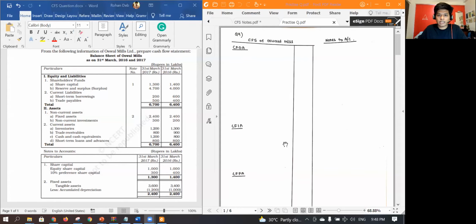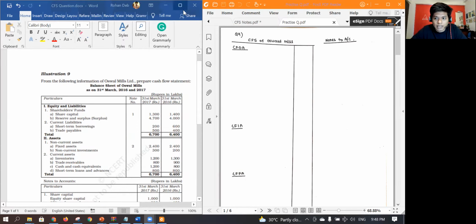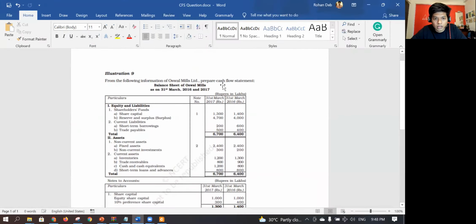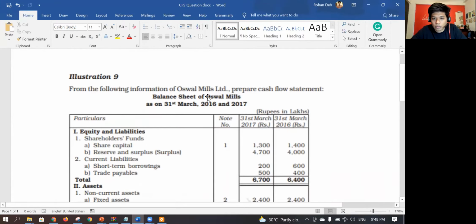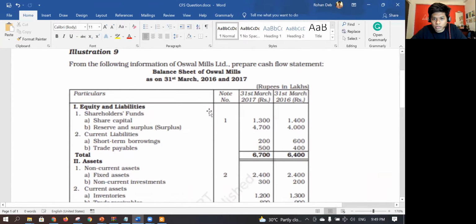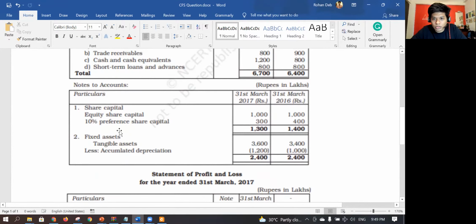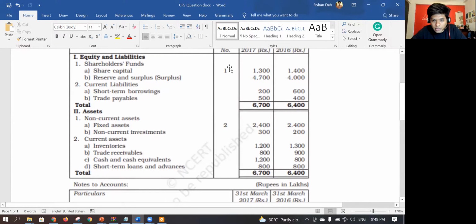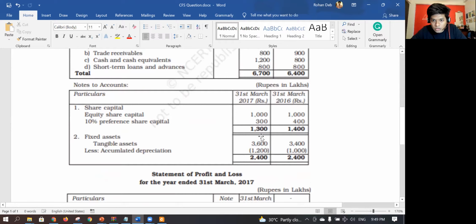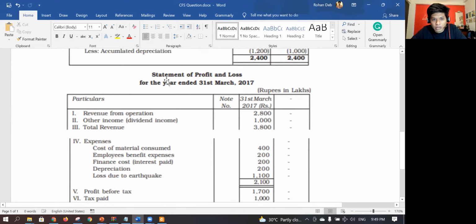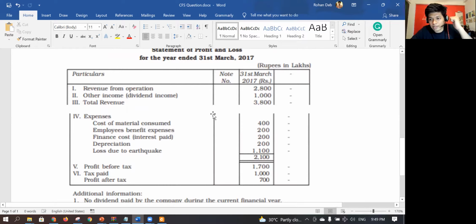Okay, so this is a question that I've taken from, I think, the class 12 NCERT book or something. So I'll just maximize the screen and explain the question once, then I'll split the screen and show you guys. So it's a balance sheet of Osborne Mills. Firstly there's a balance sheet, then there are notes to accounts. These are the notes to that line item. Then you have the statement of profit and loss account. So they have given us the balance sheet and profit and loss account, and on the basis of that, you have to make the cash flow statement.